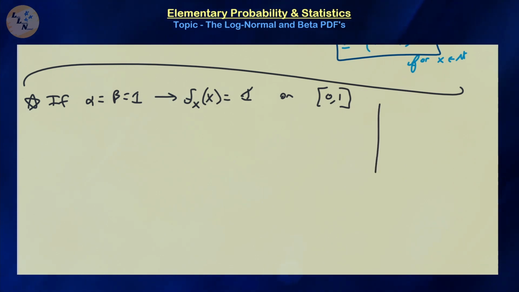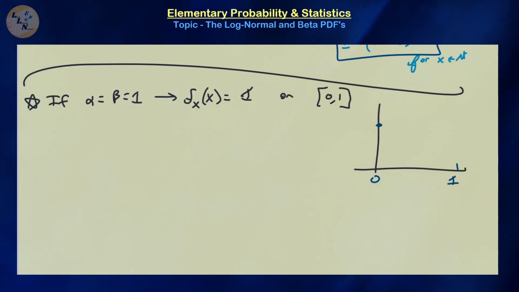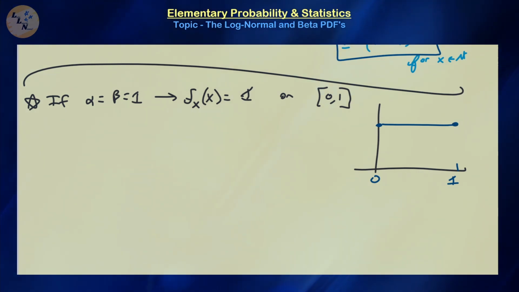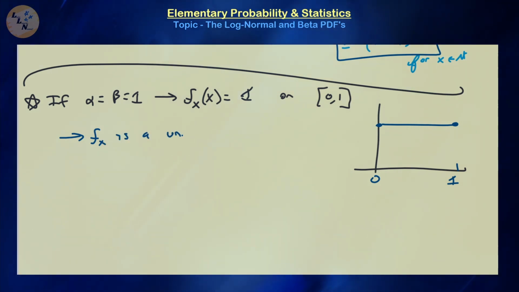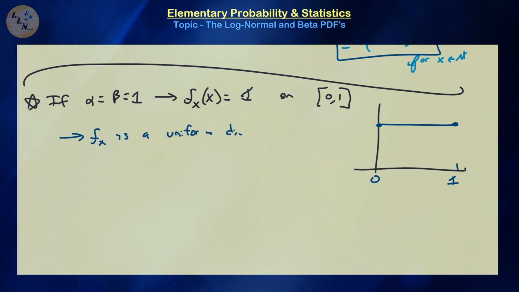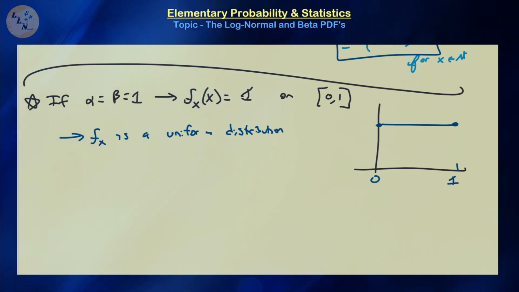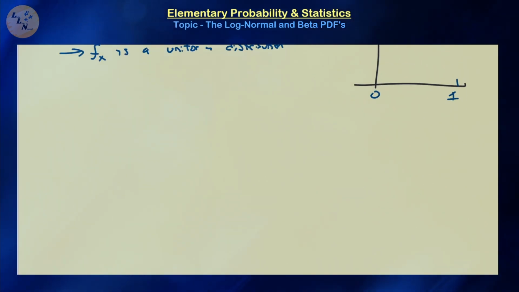So what distribution is that? Well, we can get a quick sketch of it. So 0 to 1, and it's going to be a horizontal line, right? The area under that is, of course, 1. So that means f of x will be a uniform distribution. So that means the uniform distribution is a special case of the beta distribution, which is pretty interesting.